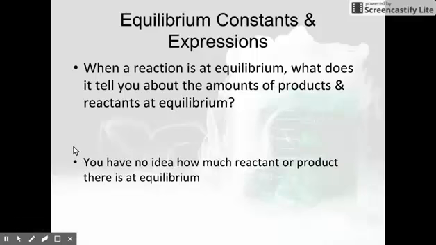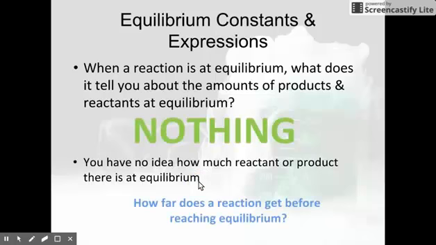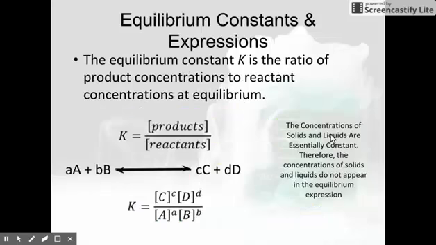So when our reaction is at equilibrium, what does this tell us about our amounts of products and reactants? How much reactants, how much products do we have? We really have no idea how much reactant or product we have at equilibrium just by looking at our expression. So how far does a reaction go before it reaches equilibrium? How do we determine that? So we write something called an equilibrium expression, and we find an equilibrium constant, a value.